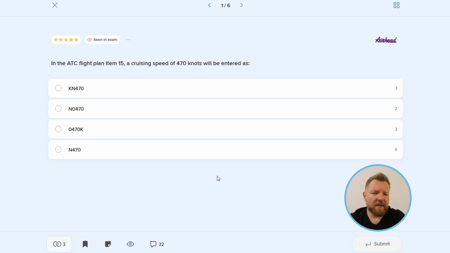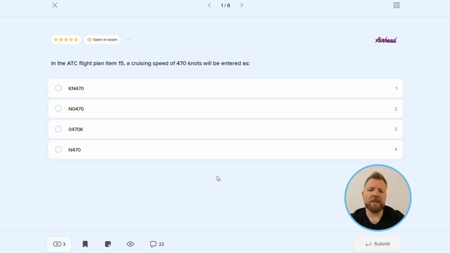Item 15 in the ATS Flight Plan consists of 3 elements: the cruising speed, the cruising level, and the route. In the cruising speed box, we should enter the true airspeed for the initial part of the flight or for the entire route. There are 3 possibilities to make that entry depending on how the task has to be expressed. The first option is to provide it in terms of kilometers per hour. In this case, we should enter kilo followed by 4 digits, for example, kilo 0790.